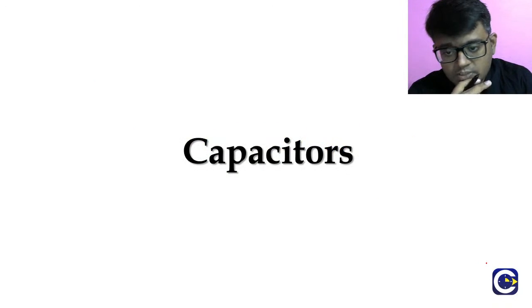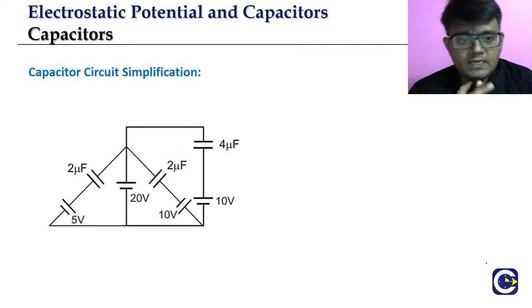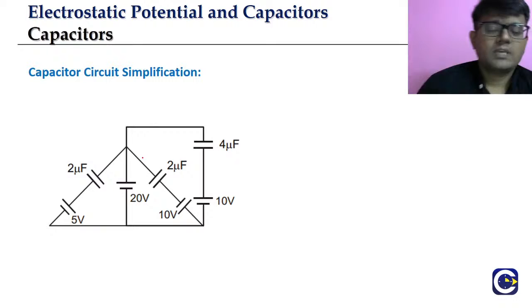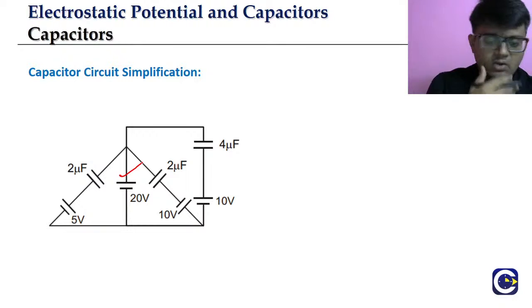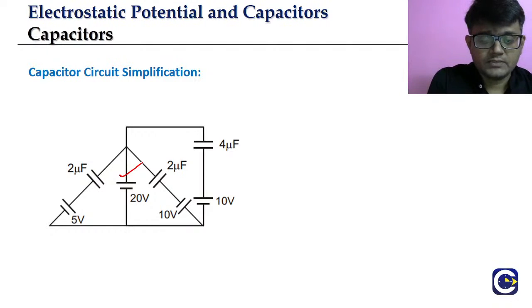So we are going to discuss capacitors and capacitor circuits. If you have a voltage source like a battery or a cell, and we connect a network of these capacitors. The series combination and parallel combination are already over. So we are looking at circuits which do not just have capacitors in series and capacitors in parallel. Here we have a different arrangement.